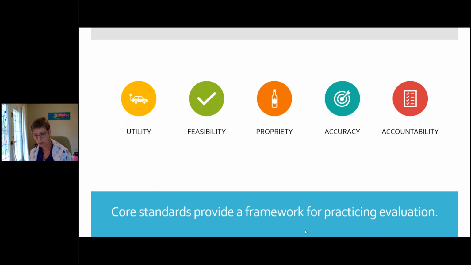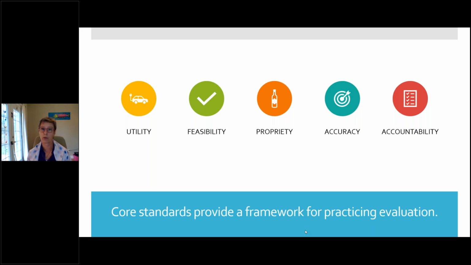Is it feasible? So do we have the time, the resources? Do we have the data? Has it been in place long enough for us to actually do this evaluation? Not everything needs to be evaluated. Sometimes it's just not worth it. The information you get might not be used for anything. Then there's the propriety standard. What's fair, proper, legal, right, and just? So what steps do we need to take in order to make this an ethical and inclusive kind of evaluation?